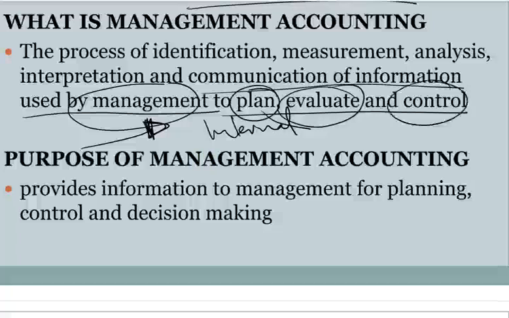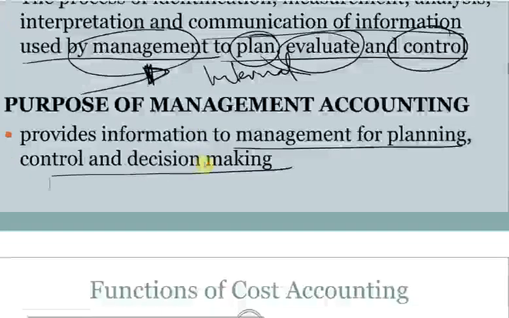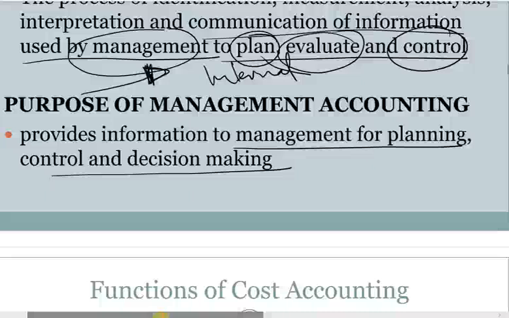So let us look at the main purpose of management accounting. Management accounting is providing information to management for planning, control, and decision making. So it is giving information for managers, the internal people, to actually make informed and sound decisions on how to run a company. So it's providing information to internal people, while financial accounting is providing information to external people.